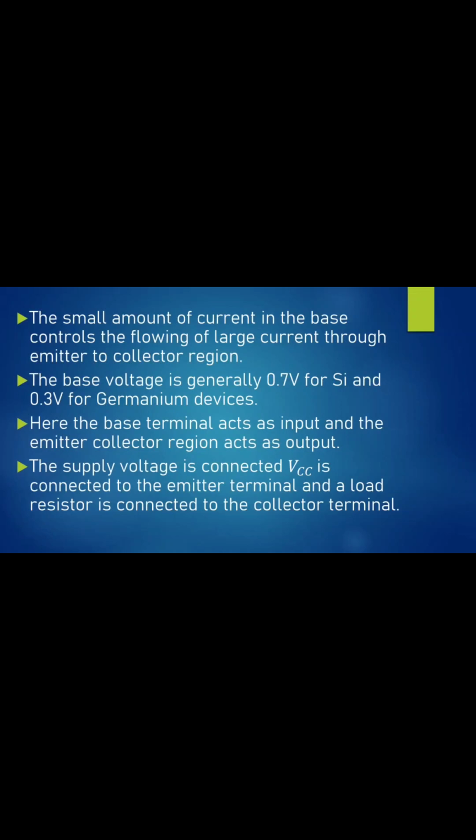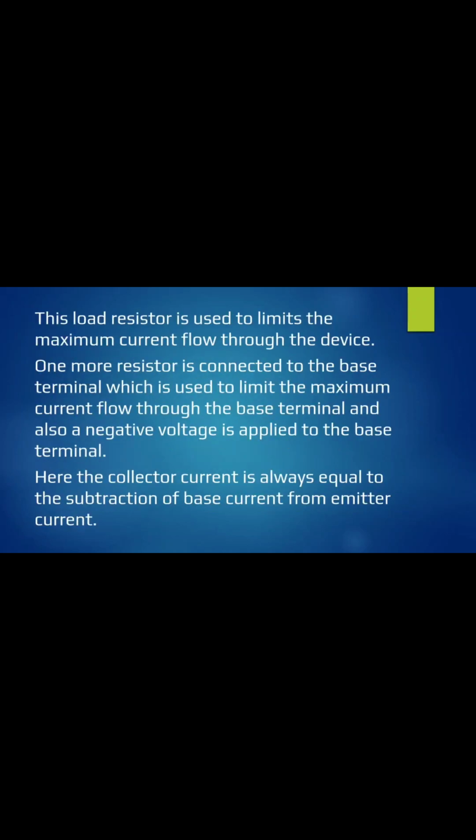Here the base terminal acts as input and the emitter collector range acts as output. The supply voltage VCC is connected to the emitter terminal and a load resistor is connected to the collector terminal. The load resistor is used to limit the maximum current flow through the device. One more resistor is connected to the base terminal, which is used to limit the maximum current flow through the base terminal, and also a negative voltage is applied to the base terminal.